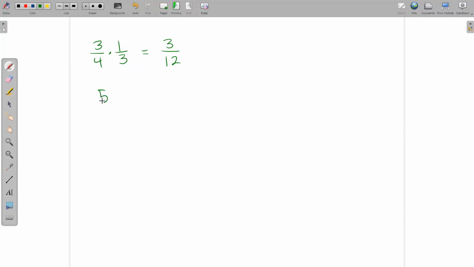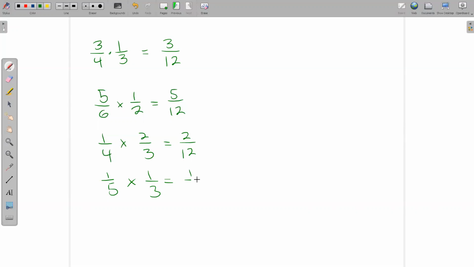We looked at 5/6 times 1/2 when you guys were in your groups, and I think most of the groups came out with the answer there was 5/12. We looked at 1/4 times 2/3 and found the result was 2/12. We looked at, let's see, what else did we do? We did 1/5 times 1/3, and we found that the answer was 1/15. And we did a couple more.